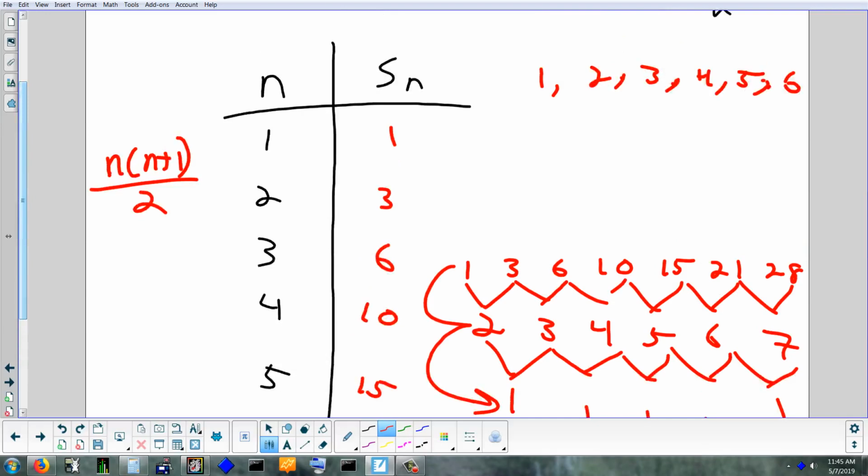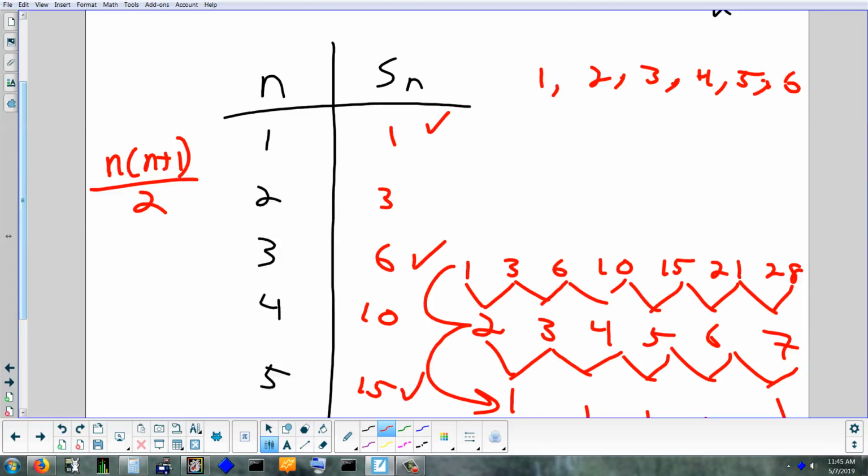Let's look at what I just wrote, and let's plug in some numbers and see what happens. Let's plug in 1. What's 1 plus 1? 2 times 1? 2. What's 2 divided by 2? 1. I just got the first number. Let's skip to the third one. What's 3 plus 1? 4 times 3? 12. What's 12 divided by 2? 6. I just got the sixth number, or S sub 3. If I did 5, 5 plus 1 is 6. 6 times 5 is 30. 30 divided by 2, there's my 15. So that is the pattern.